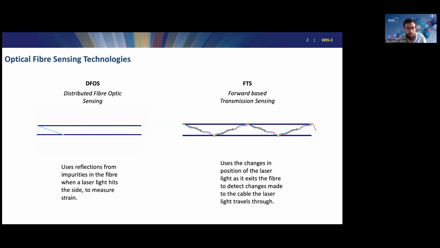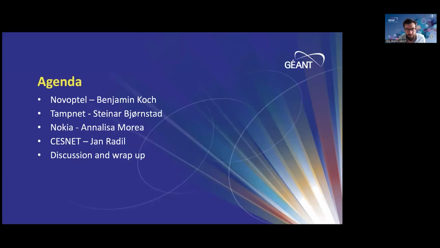For those who are interested, we did run an Infoshare on distributed fiber optic sensing that was mainly focused on DAS, or distributed acoustic sensing. You can find that previous recording on our wiki. But today we're going to focus on state of polarization technologies.